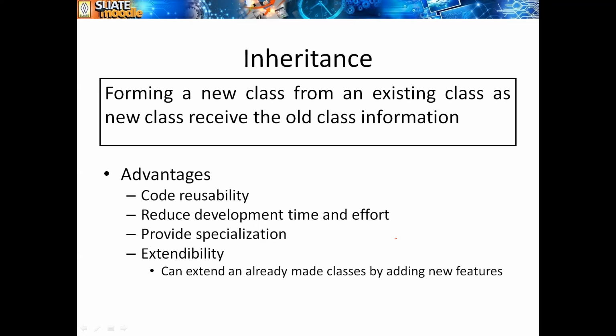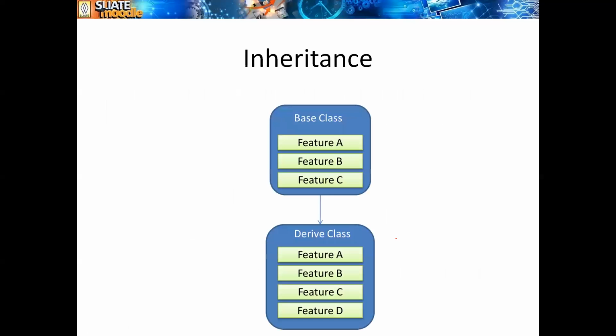Provide specialization and extendability. You can extend already made classes by adding new features. We can add new features using inheritance. Inheritance. Features A, features B, features C. This is a base class. This is a derived class.